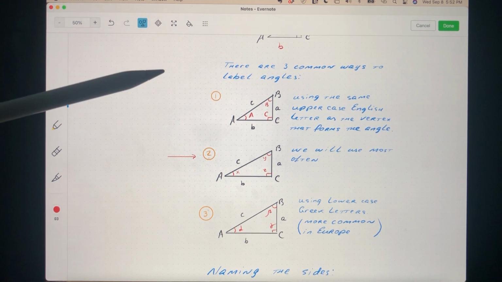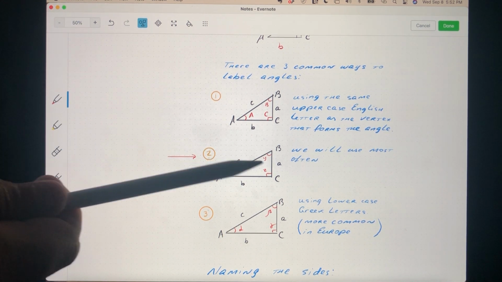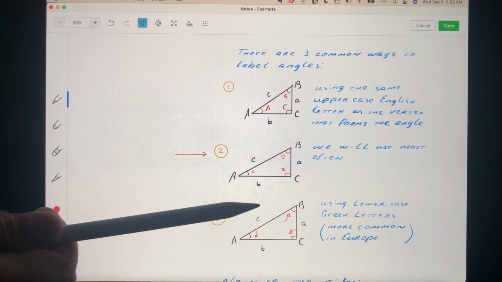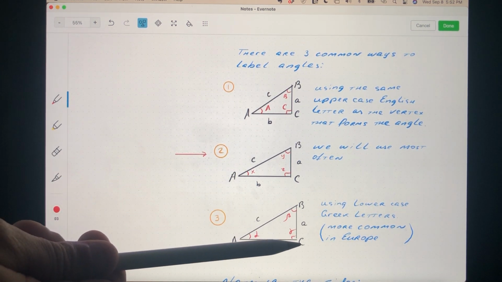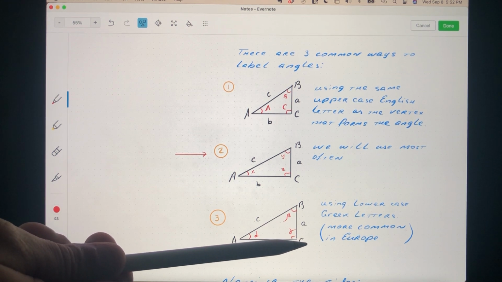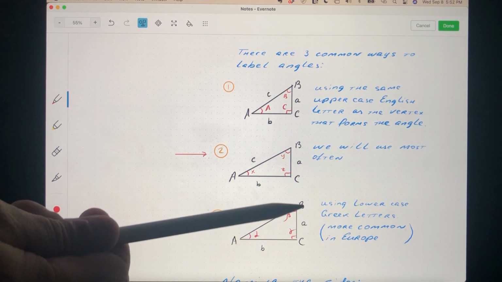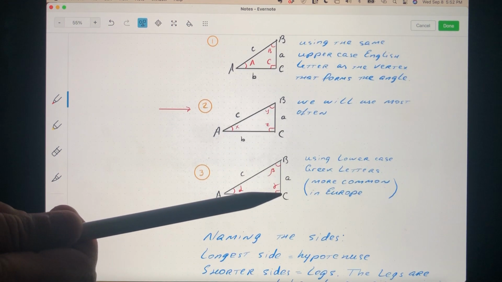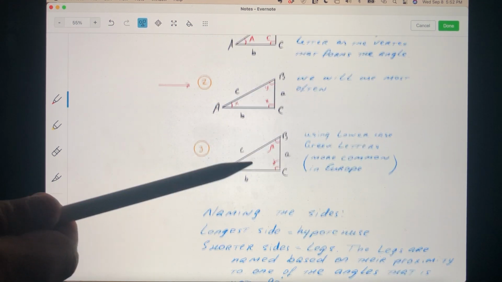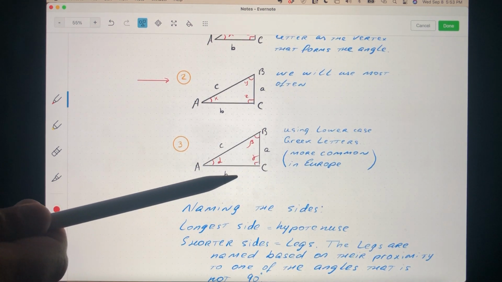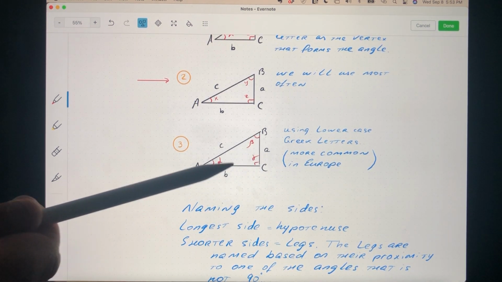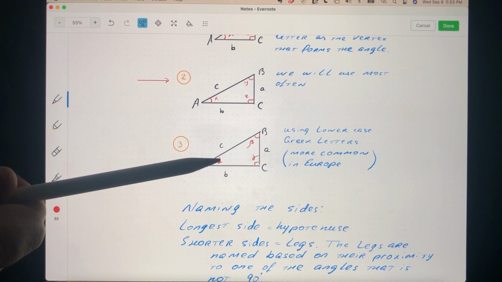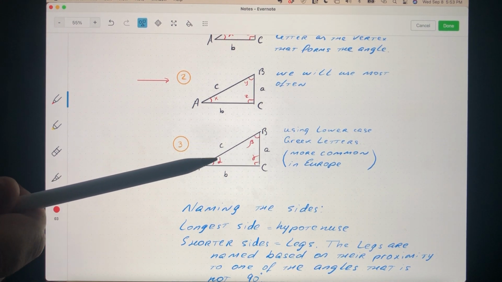Now, how do we name the sides besides just ABC? Well, the longest side is always going to be opposite of the right angle because that's our biggest angle. So it will open to the longest side, and the longest side is called the hypotenuse. Now the other two sides are called legs, but to tell the legs apart, we have to name them based on their proximity to one of the other two angles.